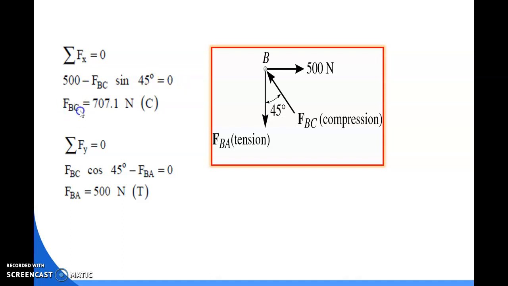Hence, FBC is equal to 707.1 Newton, and its nature is compression. So today this much. We will continue this problem in the next class. Thank you.